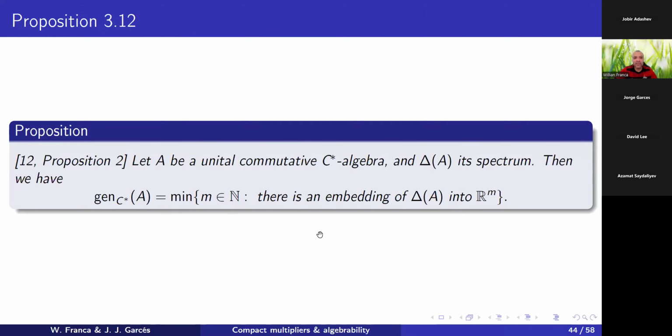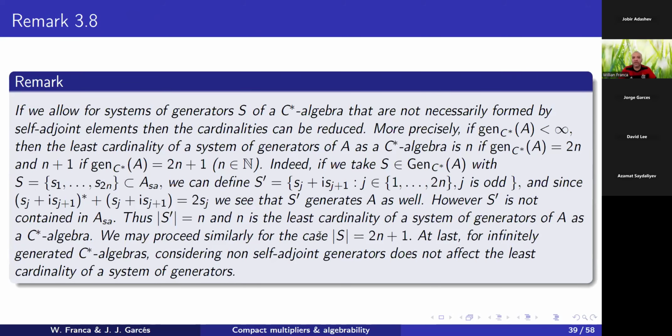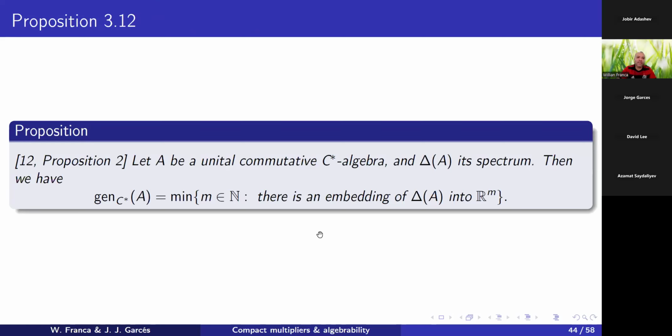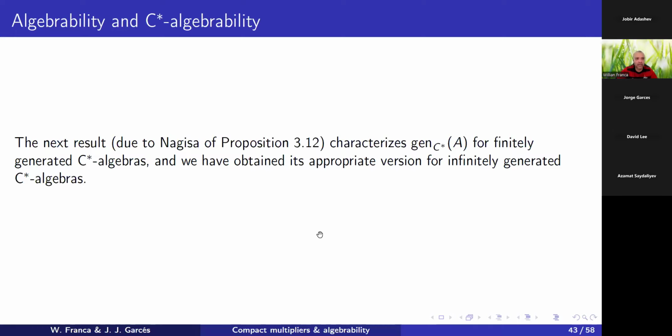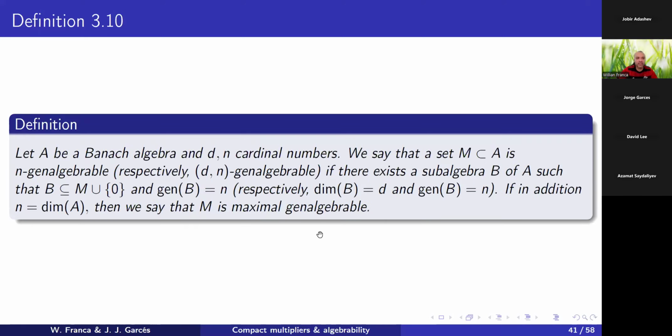Otherwise, if you again look at Remark 3.8, the result does not hold, because every time you find a generator that is not self-adjoint, you can reduce the number of the generators. That means if you can reduce, we are going to lose this conclusion. That's basically the reason why in the literature people consider generators for C-star algebras as being a subset of self-adjoint elements. I hope that has become clear. This I have already mentioned.